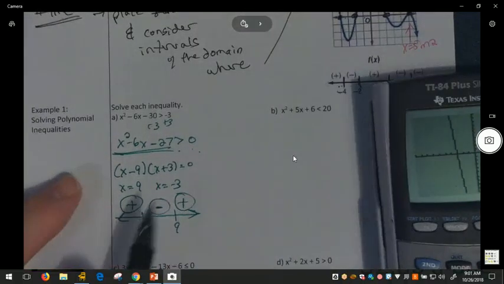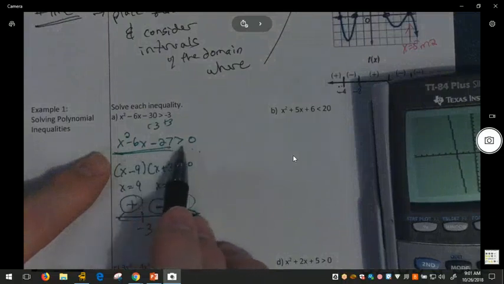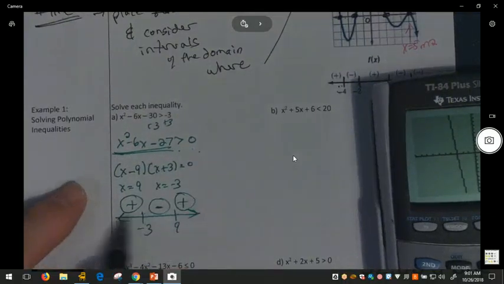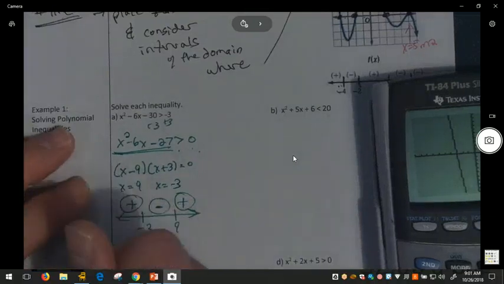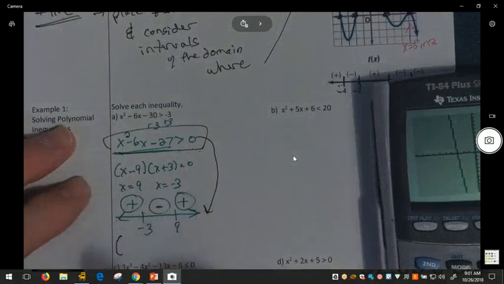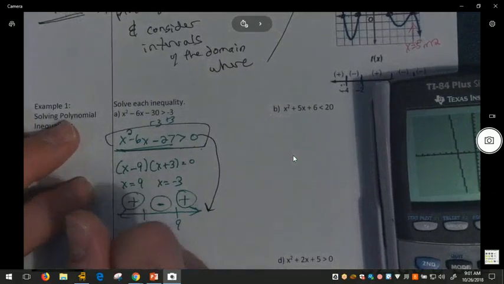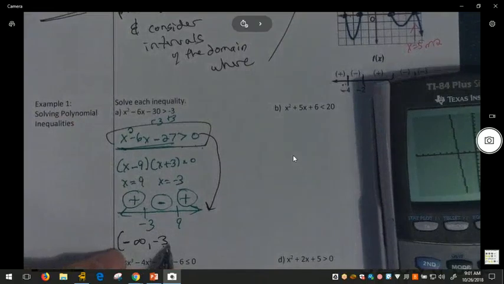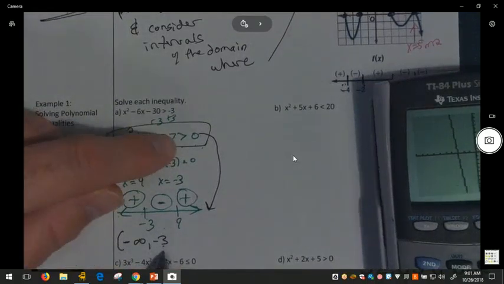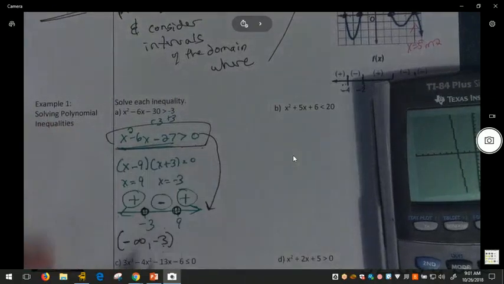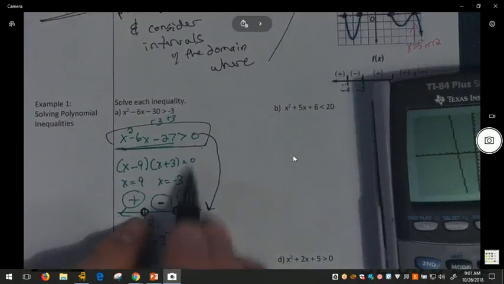This inequality says they want to know where the function is greater than 0. Well, that's where the signs are positive. So everything to the left of negative 3. So this statement is true over the following domain interval. From negative infinity up to negative 3. At negative 3, we're not going to include that with a bracket because it doesn't have equality. So I'm putting an open circle here because I don't want to include that in my answer because it doesn't have equality.